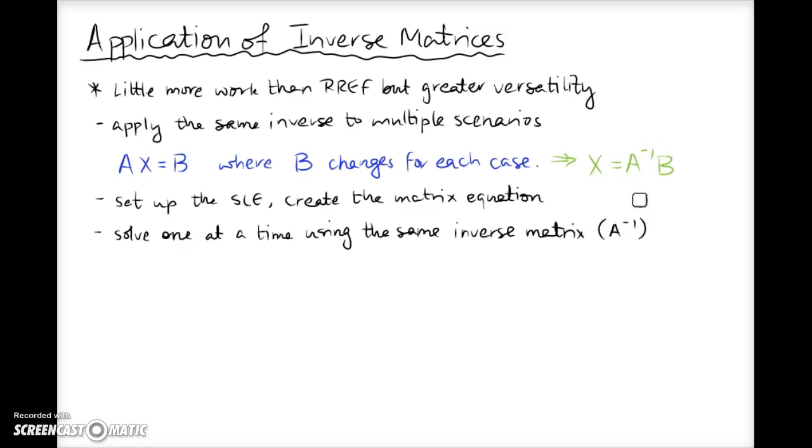So the process we're going to go through with applying inverse matrices in this setting, where you just have that one inverse and you use it multiple times, is we're going to set up a system of linear equations, creating our matrix equation from that, and then one at a time we'll change out that B matrix, that desired outcome, and we'll look at what happens with our variables. We'll get those new values each time.